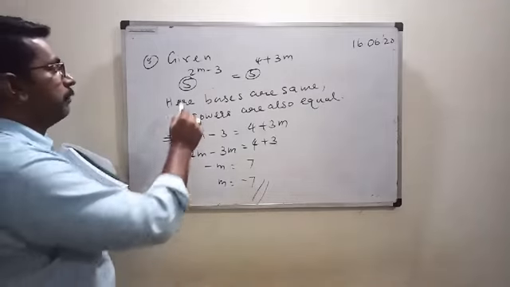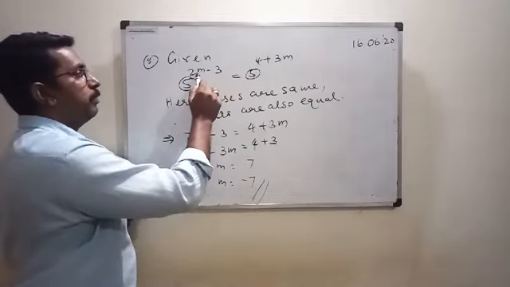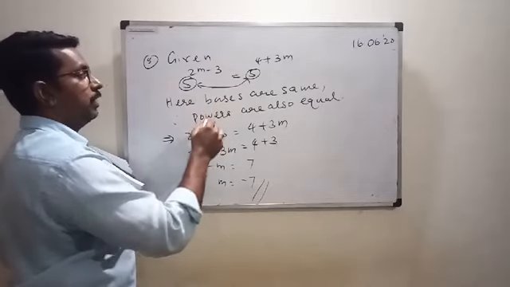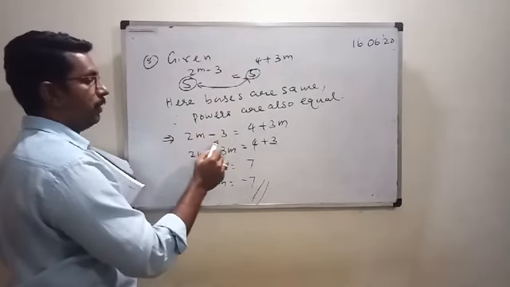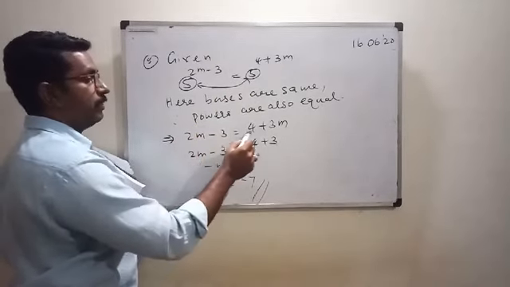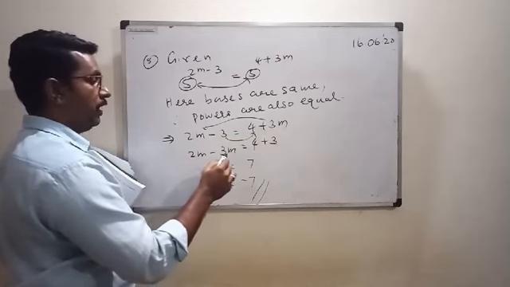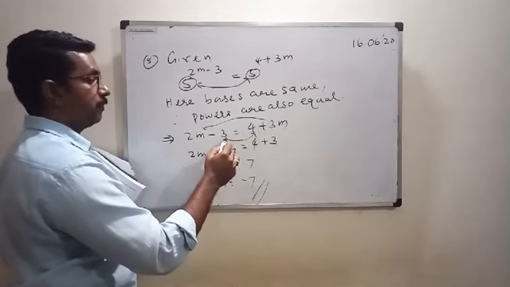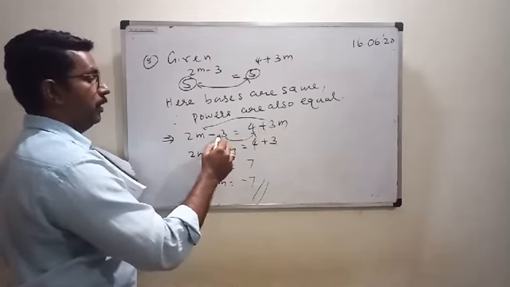Have you understood? Look at this one. Here, 5 to the power 2m minus 3 is equal to 5 to the power 4 plus 3m. Bases are equal. Therefore, powers are equal. That means 2m minus 3 is equal to 4 plus 3m. Application of linear equation, this will come here. This will go here. 2m minus 3m is equal to, what is the answer? 4 plus 3. Minus m is equal to 7. M is equal to minus 7. Got it? Let us go to the next question.